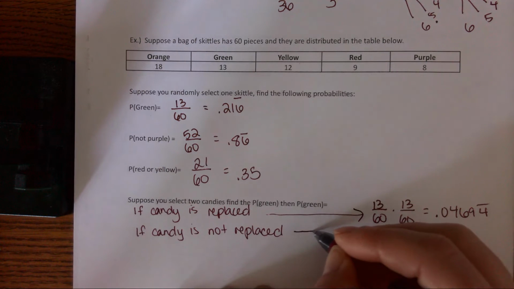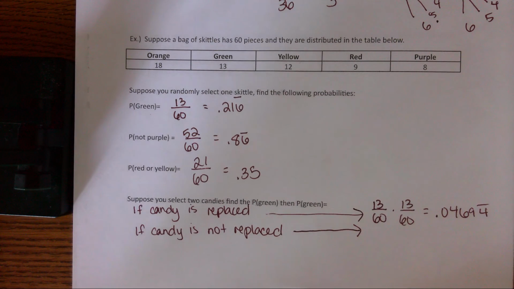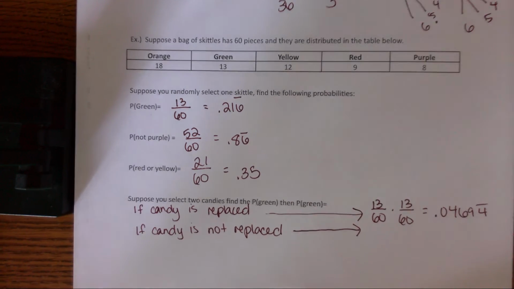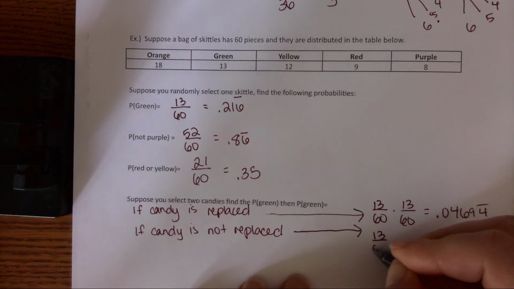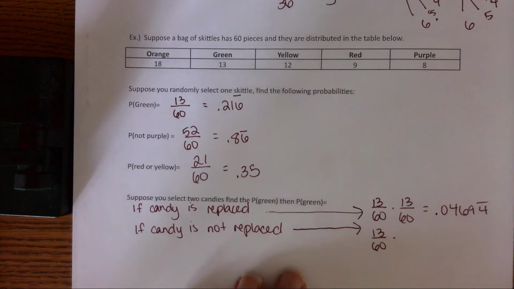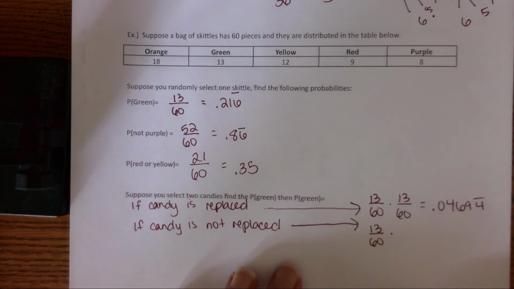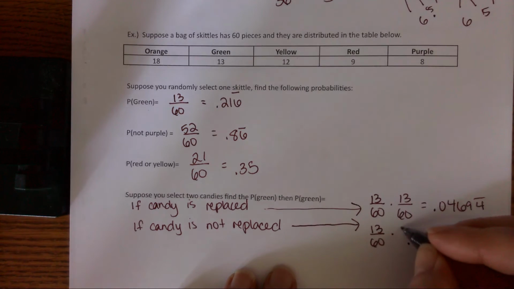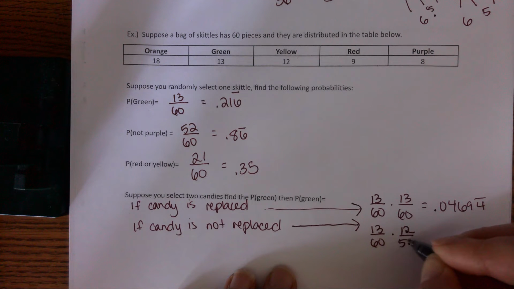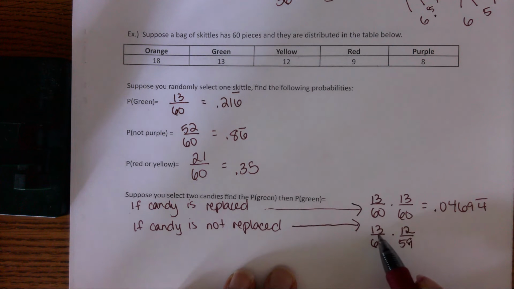Can somebody tell me what would happen if the candy was not replaced? We call this conditional because it's conditioned based on what happened first. So this second probability, based on what happened first, changes, right? 12 out of 59, because there's one less green candy and one less candy overall.